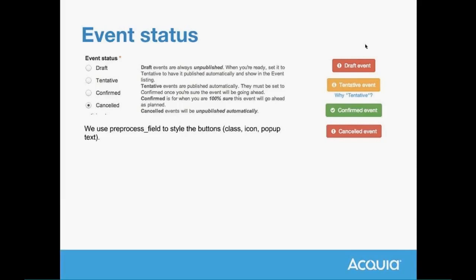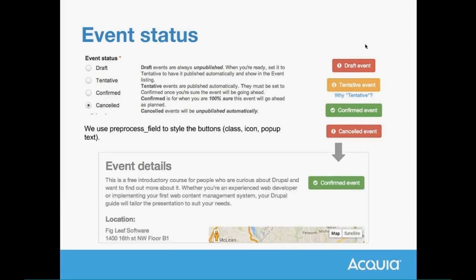As I mentioned, draft and canceled events are unpublished, so people don't get to see them. There's no point if it's not happening. Tentative has the orange button, confirmed is green. And we actually use a preprocess field function to style the buttons, adding a class for the icons and the pop-up text. When you hover over some of them, you'll see some interesting text. Particularly the tentative event, we link to another page which explains what a tentative event is. All right, so those buttons then get displayed on each event node right next to the event details.